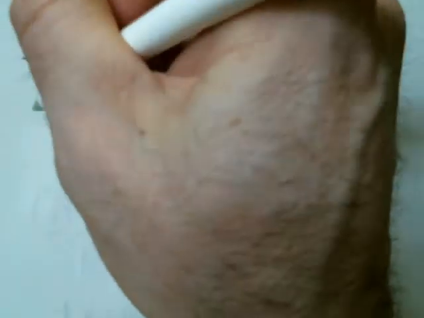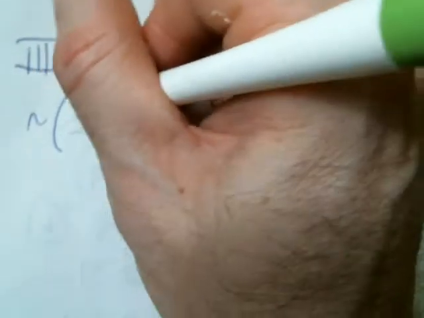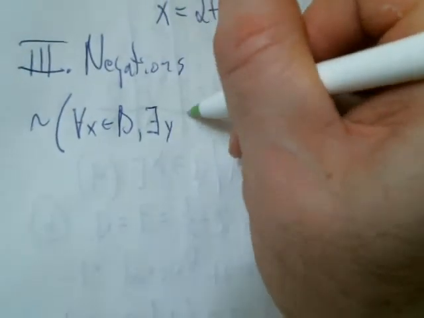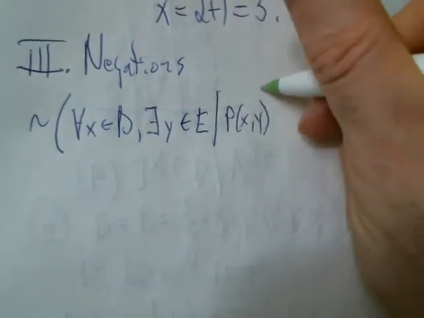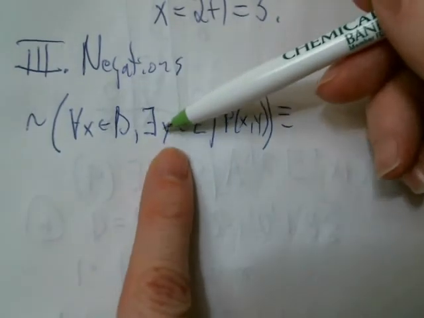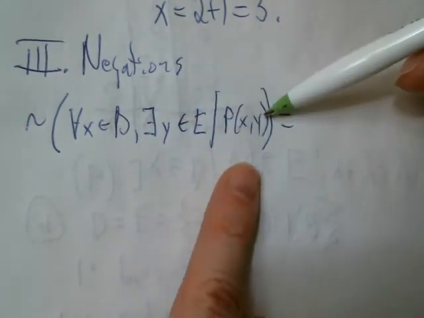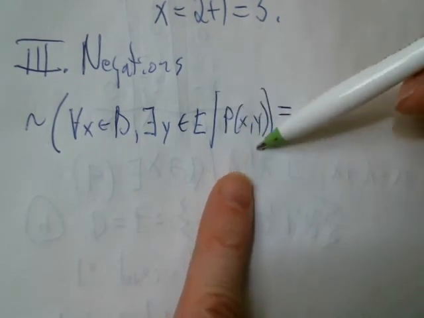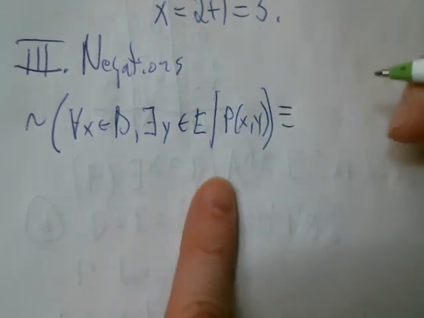Right. So we want to be able to negate one of these, so we'll go to our symbolic notation, the negation of a universal existential. For all X in D, there exists a Y in E such that P of X, Y is true. To negate this, you go through and flip the quantifiers, and then negate this thing, whatever it is. Sometimes it's an if-then, sometimes it's an and. You'll have to use De Morgan's or other equivalent laws.